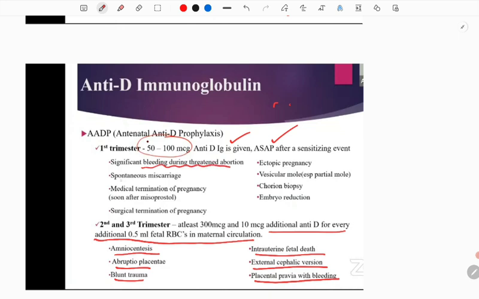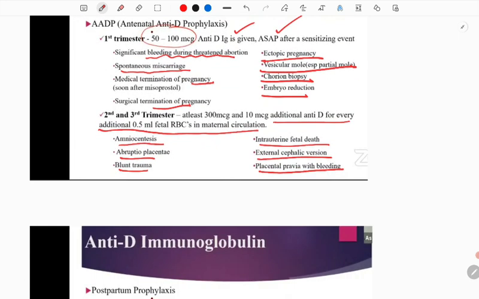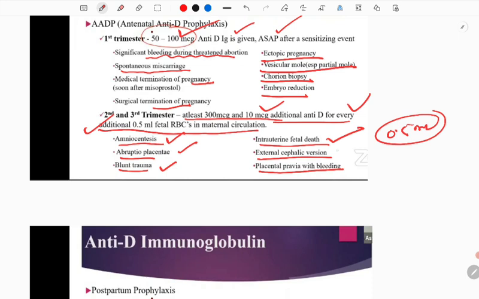during threatened abortion, spontaneous miscarriage, MTP, surgical termination of pregnancy, ectopic pregnancy, vesicular mole or chorionic villus biopsy, embryonal reduction. In second and third trimester, at least 300 microgram; in first trimester 50 to 100 microgram. Add 10 microgram additional anti-D for every additional 0.5 ml fetal RBC in maternal circulation. Other events: amniocentesis, abruptio placenta, blunt trauma, intrauterine fetal death, external cephalic version, placenta previa with bleeding.